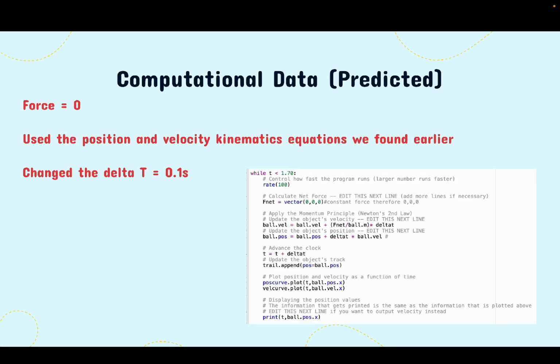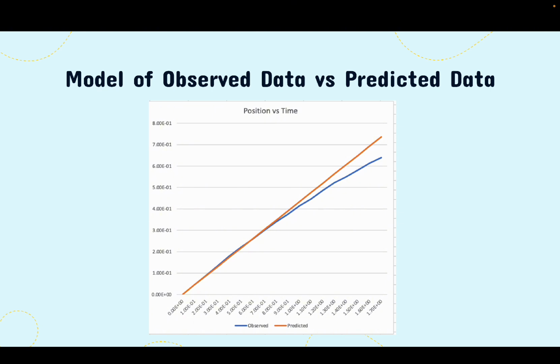I then set force equal to 0 because of Newton's first law, which was explained earlier, and used the position and velocity equations found earlier from Newton's second law, and plugged in 0.1 seconds as delta t to match the intervals of the tracker. Here is a graph that compares the theoretical computational data in orange and the observed data in blue. We can see that the blue begins to taper off and become less than the predicted. Thus, it can be concluded that our system was not moving at a constant velocity, so some outside force had to have been acting upon our system.